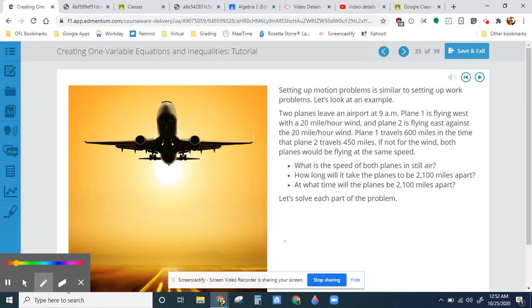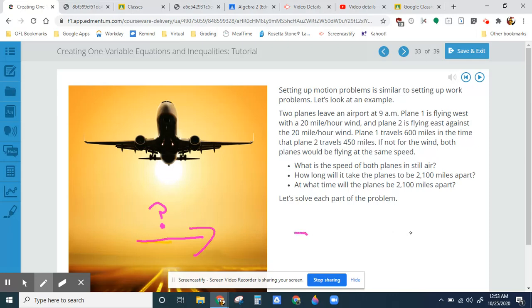We have a force, like let's say there's a wind going. So which one's going? So plane one is flying west with the wind. So the wind is going this way. Let me use a different color. The wind's going this way. We don't know what the wind is.